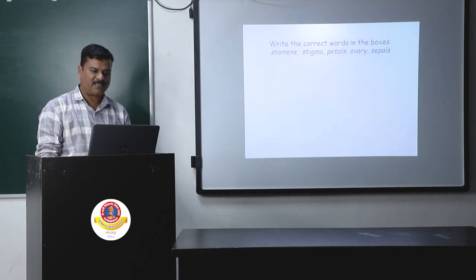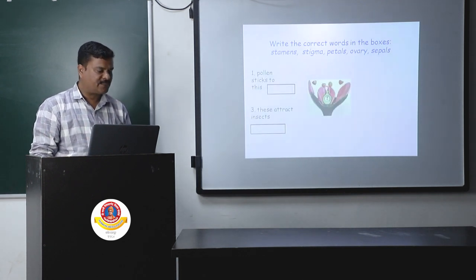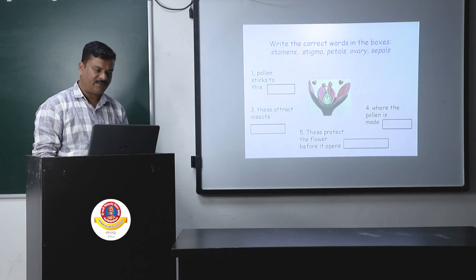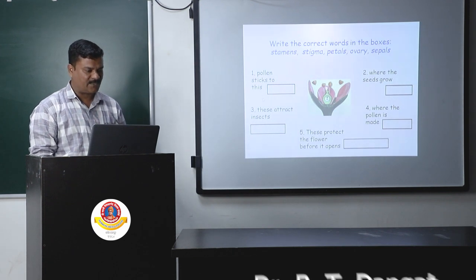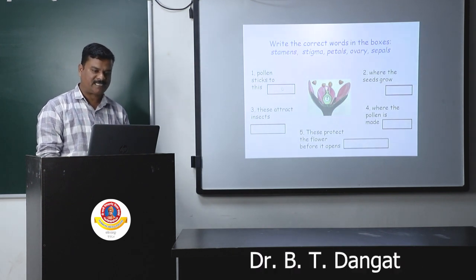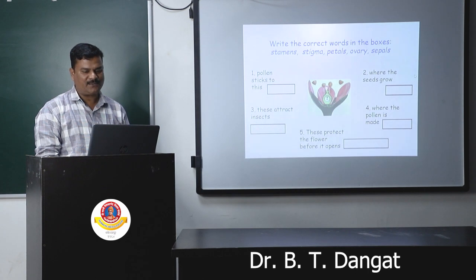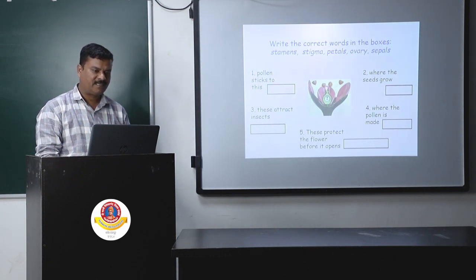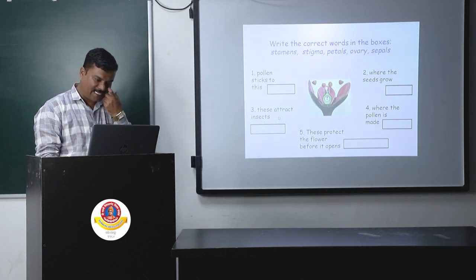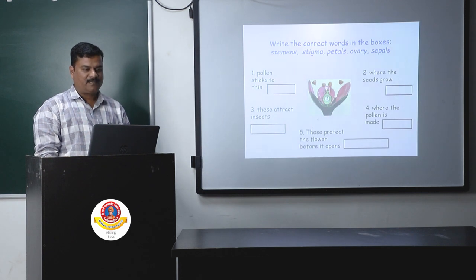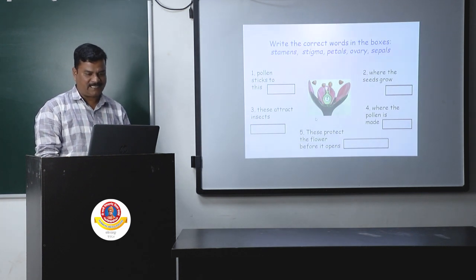So we will see in short. Can you tell me the word: pollen sticks to this part? Out of these you have to tell me one word: stamen, stigma, petal, ovary or sepals. So here the answer is pollen sticks to the stigma. Second question, where do the seeds grow? From these options you have to tell. The answer is the ovary. Third, these attract insects. So here petals attract the insects.